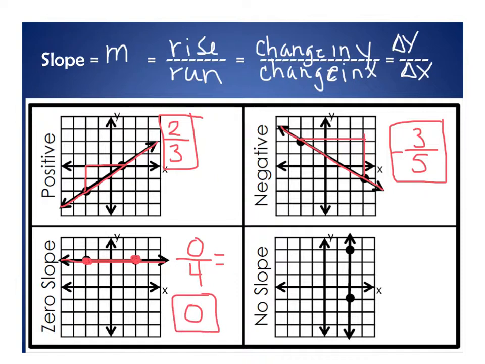Here we have a vertical line, and when we do our rise, we are rising 4 and we are running 0. When you first started learning about division, when you divide by a number, you're putting it into groups. So here we are saying we need to take 4 units and put it into 0 groups. Can we have 0 groups? No, we cannot. Therefore, anytime you divide by 0, it is undefined.